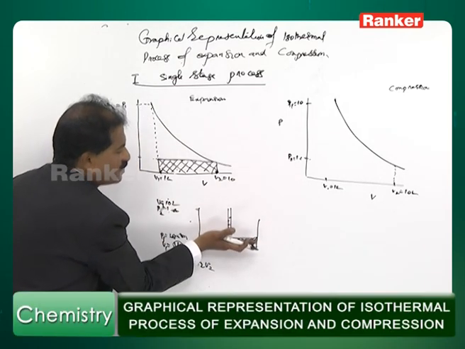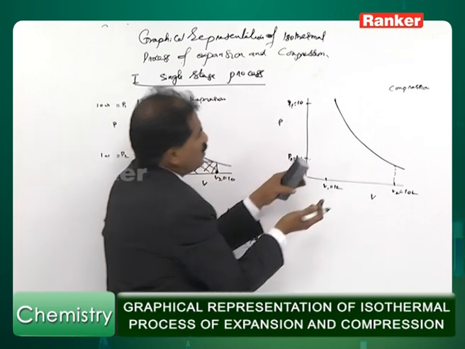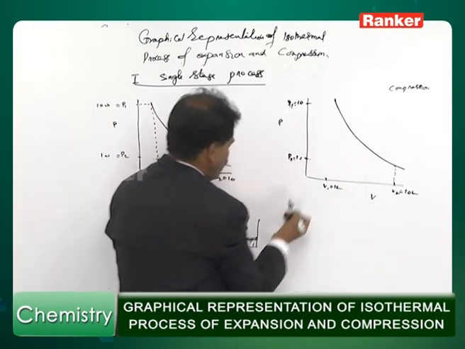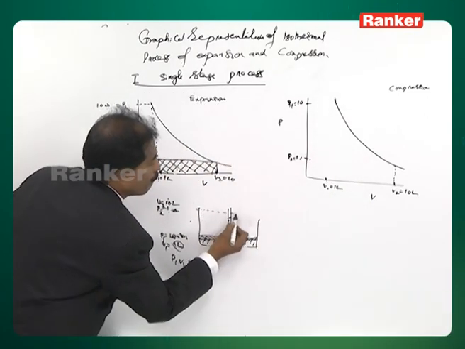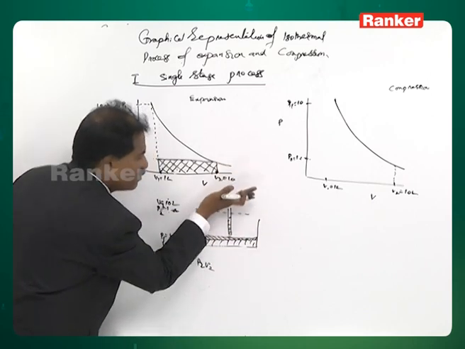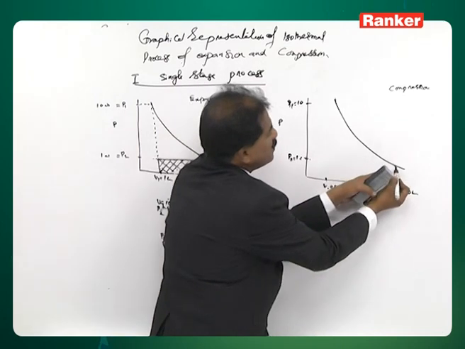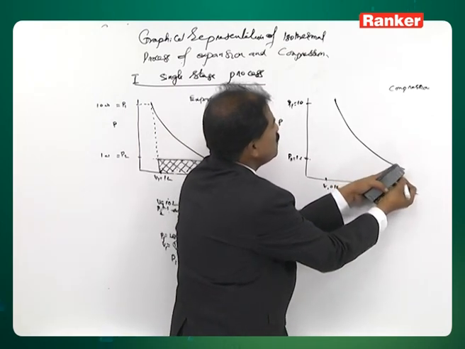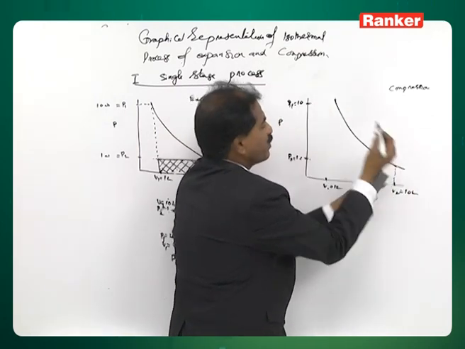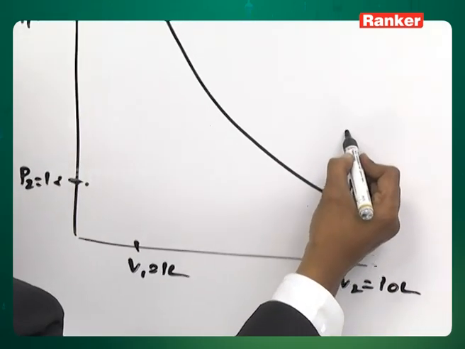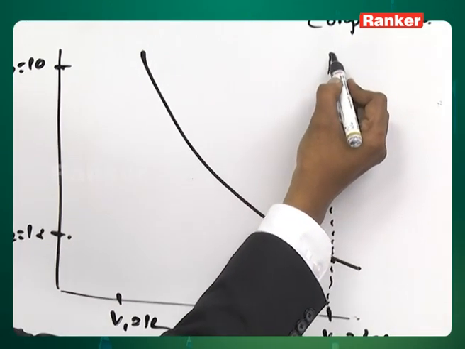In order to compress this gas, we have to lift the piston. See, originally the gas is here. Now we want to compress this gas. In order to compress it, we have to compress the piston. That means in order to compress the gas, we have to increase the pressure to 10 atmospheres. Therefore, we are increasing the pressure to 10 atmospheres.